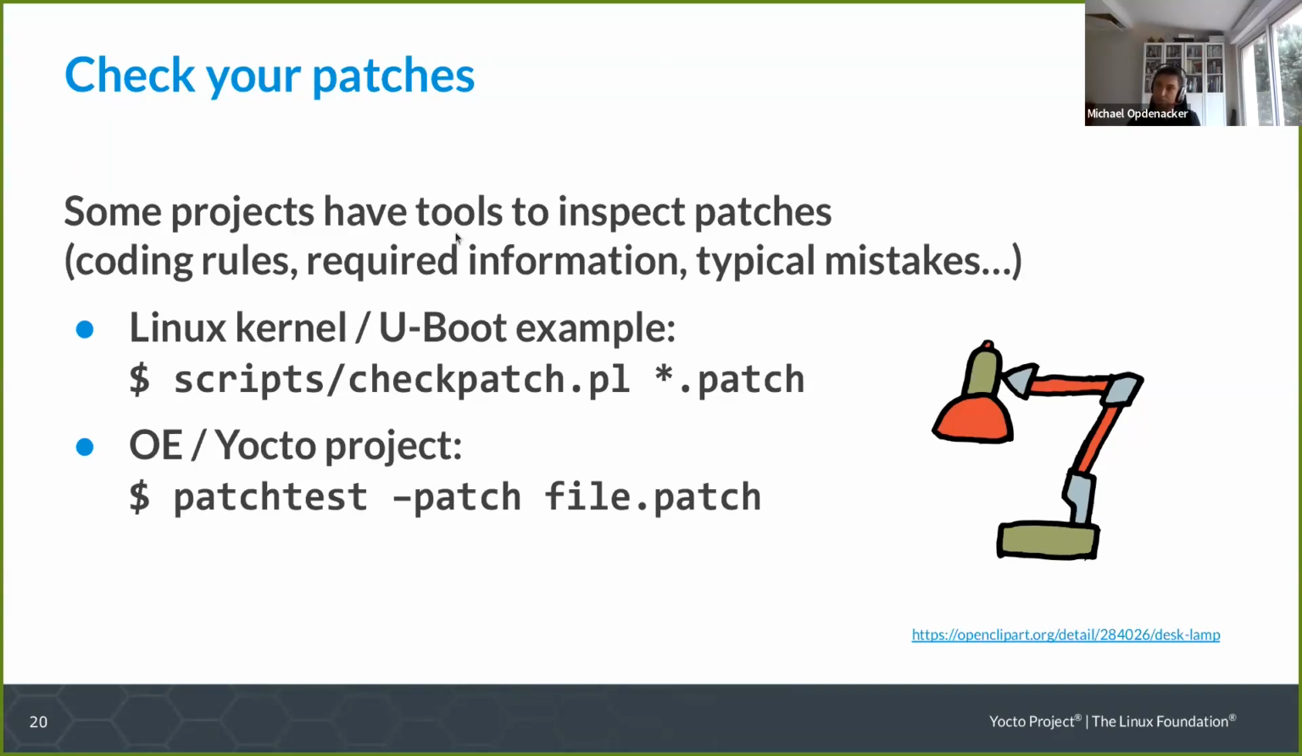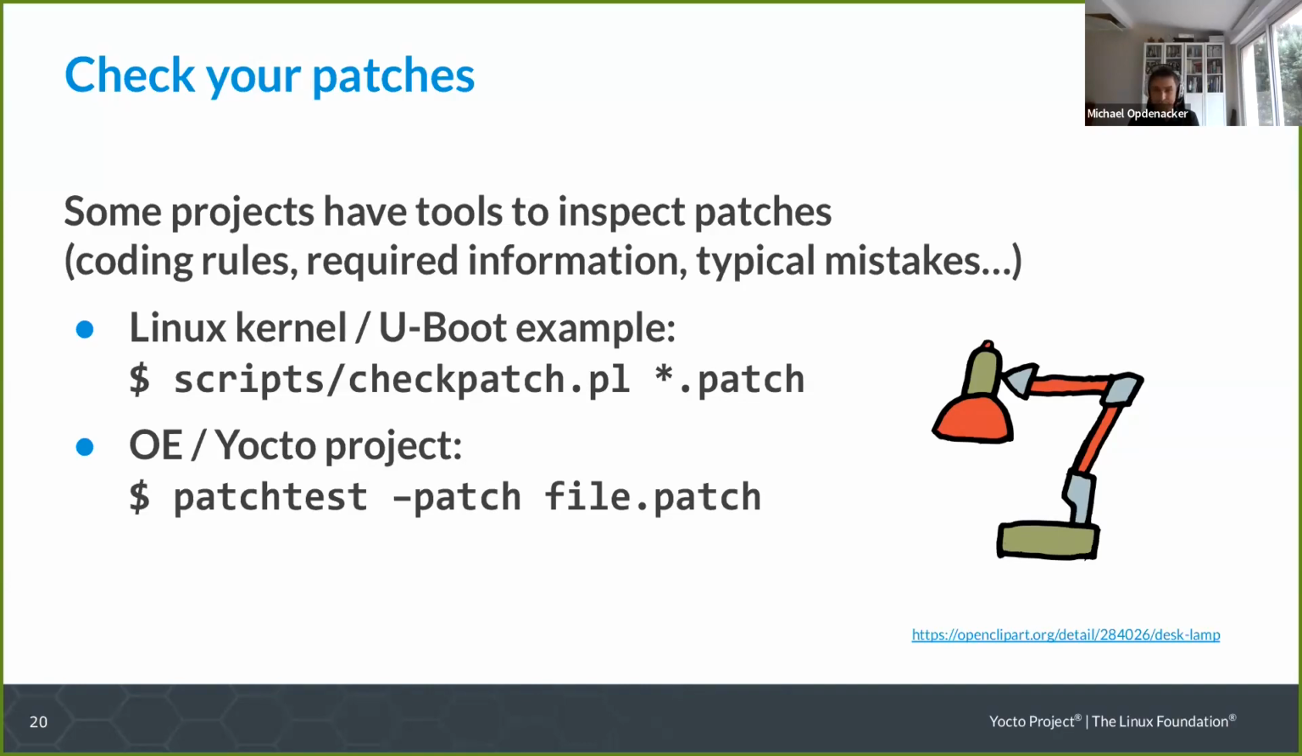Some projects have tools to inspect the patches, like for coding rules, for required information, for typical mistakes. So the Linux kernel has had a great one called checkpatch.pl for a long time, and it's really brilliant. I should look at the code one day to see how it actually works. You just feed it your patches, and it checks lots of things of different types. It's a pretty good checker.